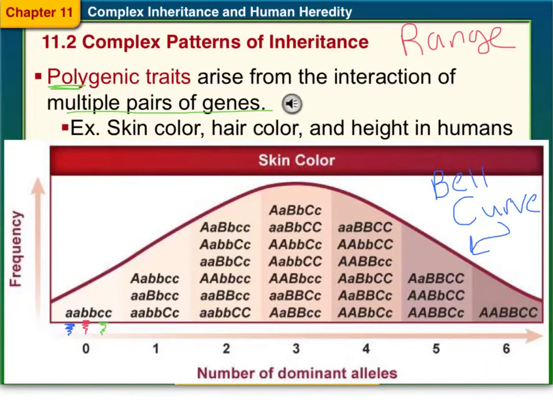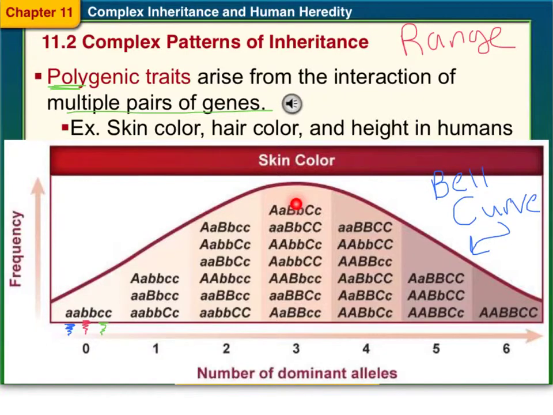When we graph all of these, it results in something called a bell curve. If you look at this chart, we can see that it forms this hump that looks like a bell, and the middle, in-between skin phenotype is the most common because I can have an A and 2 capital Bs, or I could have 2 capital Bs and a C. There are so many different combinations, so you are more likely to fall in the middle of this range.